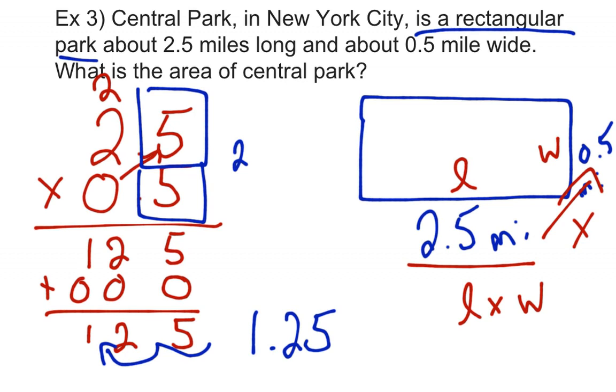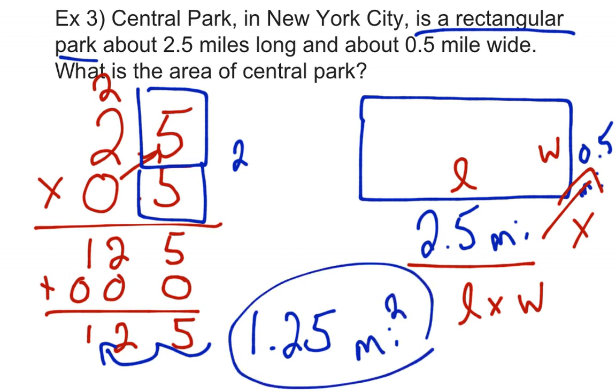Remember, this is an area question. I did say I was going to be picky on the label. So since the label in this case was miles, the total area is 1.25 square miles for our final answer. Okay, that's our lesson for today.